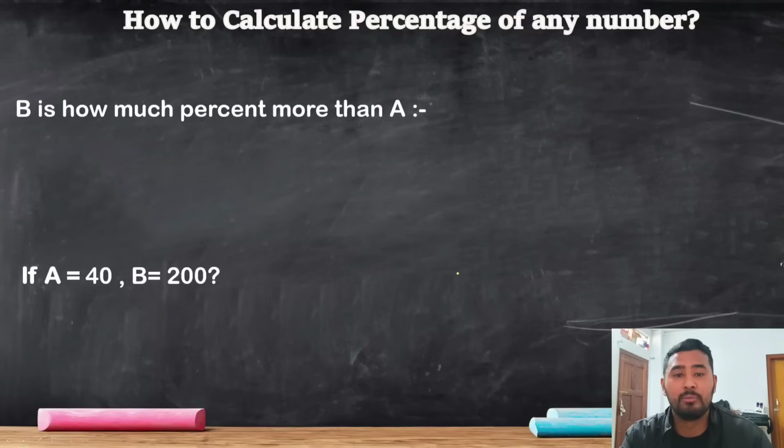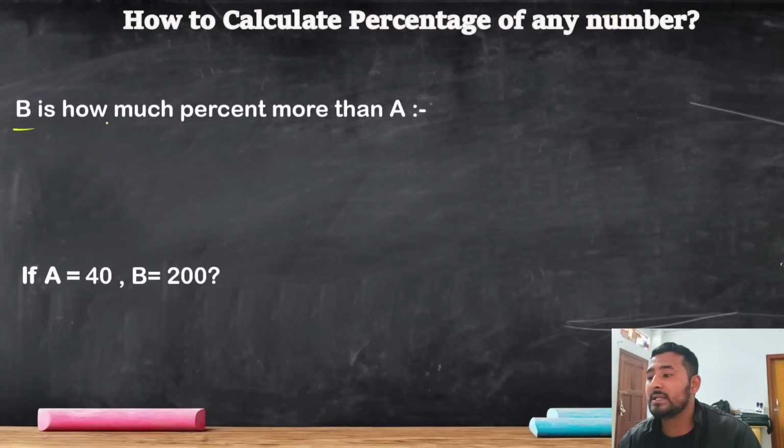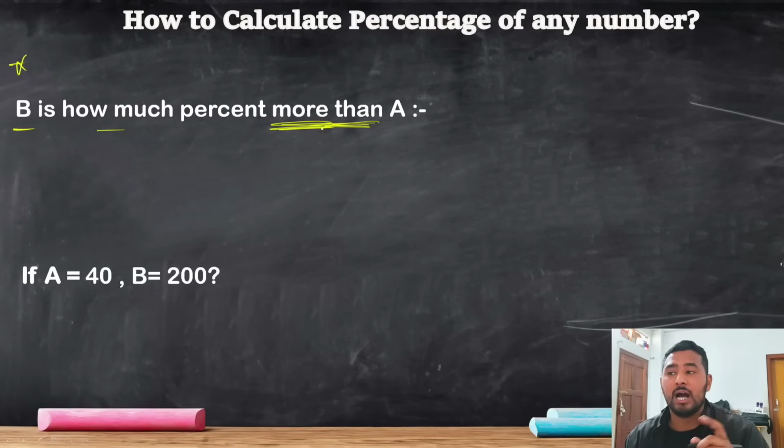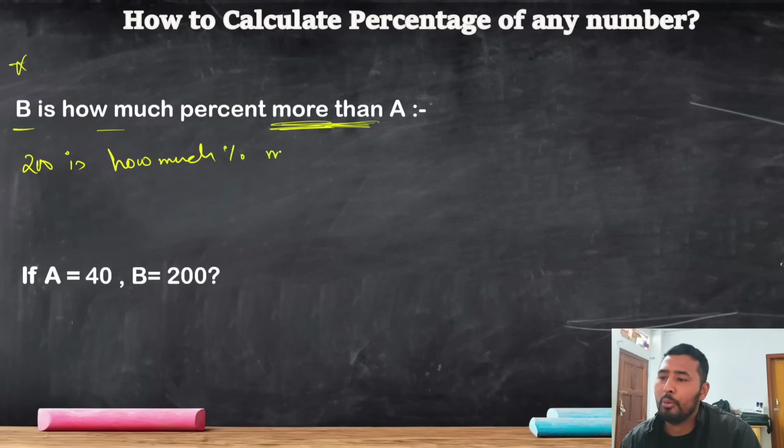Let's see one more important one. Now the question comes here. See, here it was direct, right? Now in this type of question you'll get "B is how much percent more than A." Can you see? This is "more than A." How much percent more than A? So in this one, if I give you, 200 is how much percent more than 40, how will you do this one?